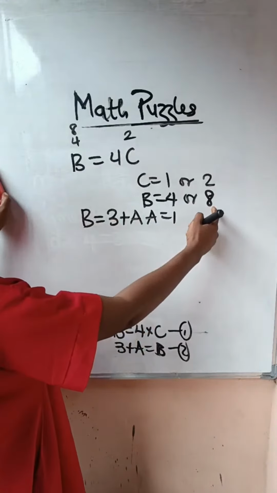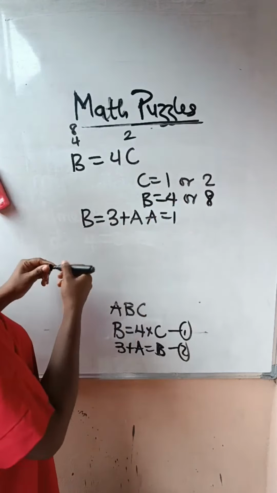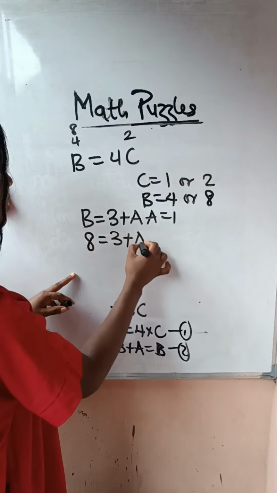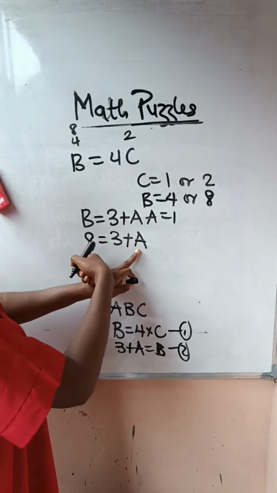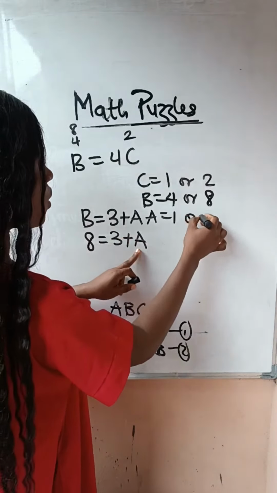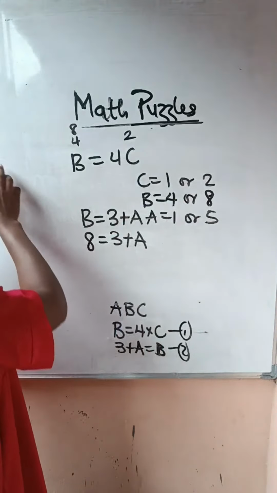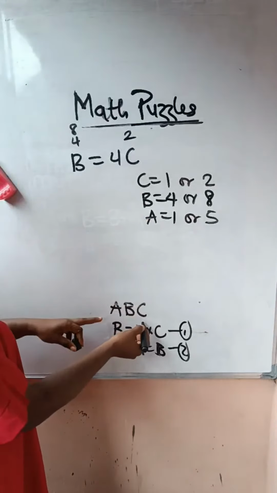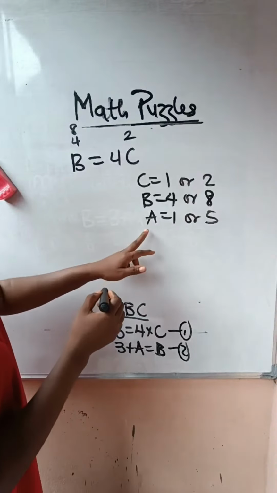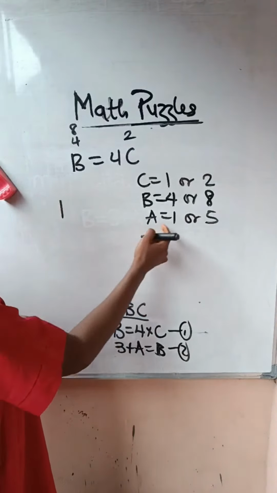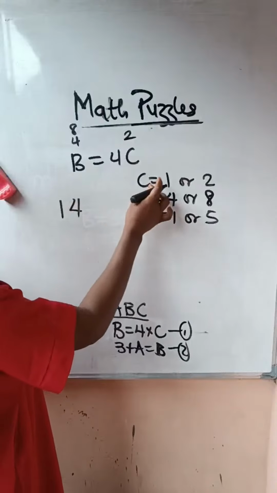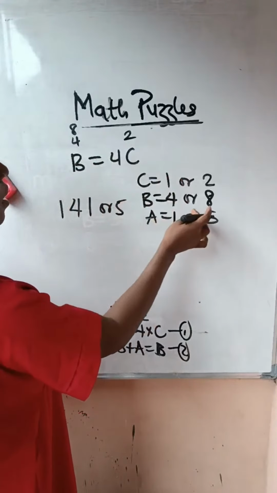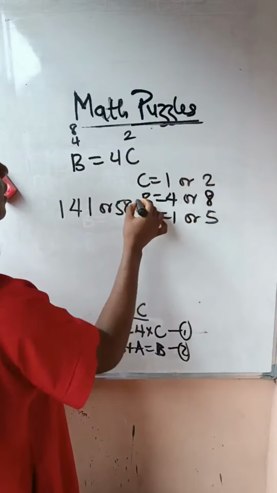Now, when B is 8, your A becomes 3 plus A equals 8. Now, 3 plus what will give you 8? That is 5. So your A is 5. Now, let us pick our numbers. The 2 numbers in question, remember that we arrange them as A, B, C. So we have A is 1, B is 4, C is 1. Or the second number is A is 5, B is 8, and C is 2.